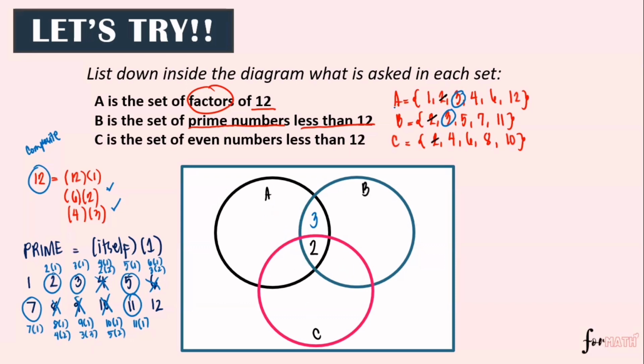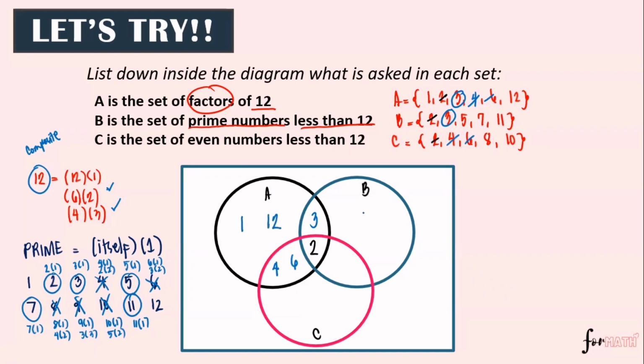Next, A and C, anong common nito? A and C. Aside sa 2, nakalagay na yung 2. Aside sa 2, meron kang 4 tsaka 6. So, lagay natin dito yung 4 at yung 6. Kasi yung 2 ay nakalagay na. And then, para naman sa A lang, natira na lang ay 1 and then 12.